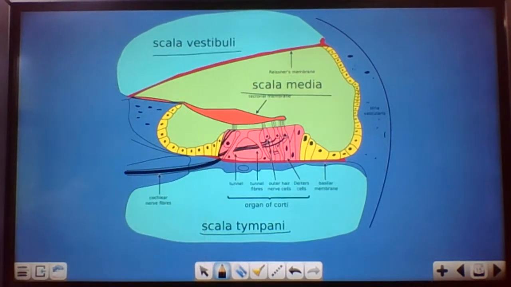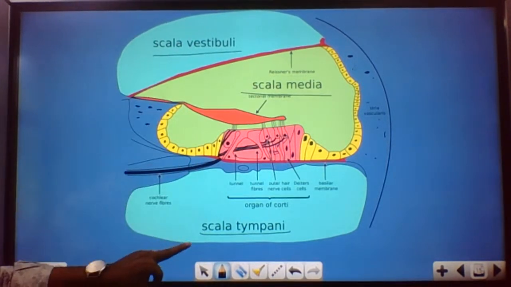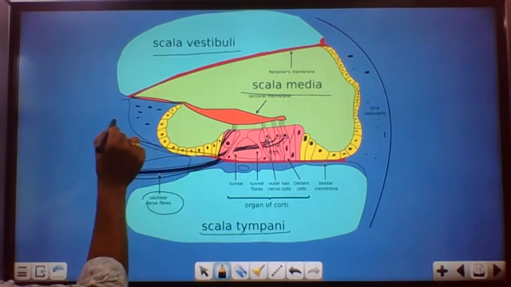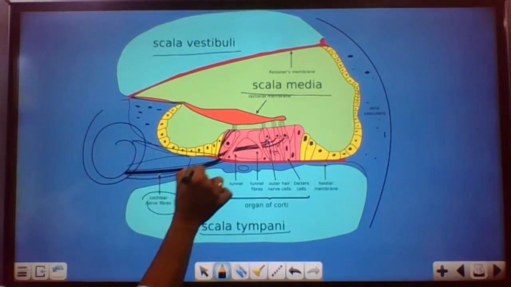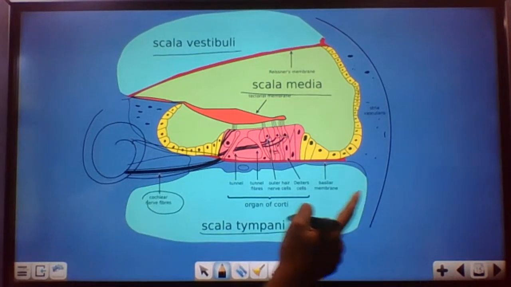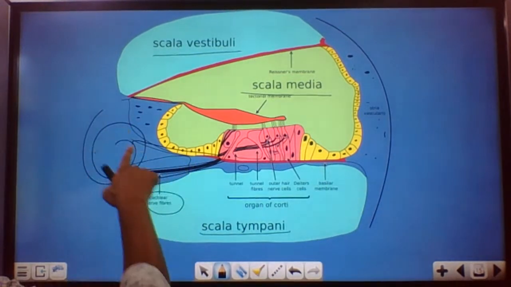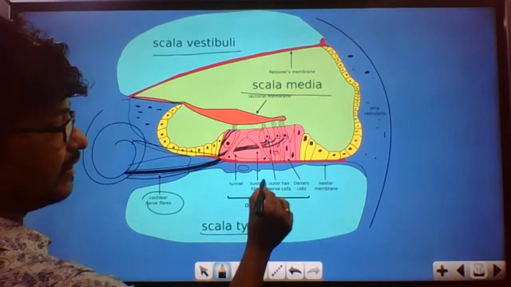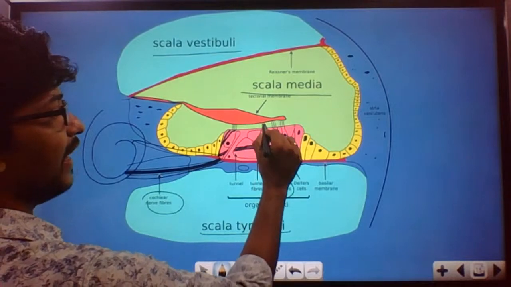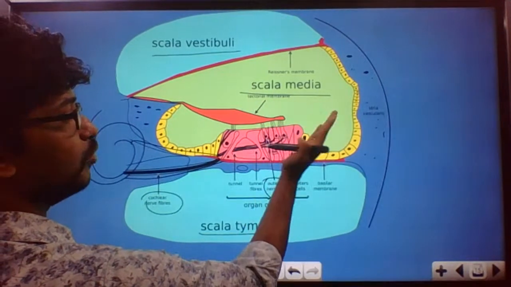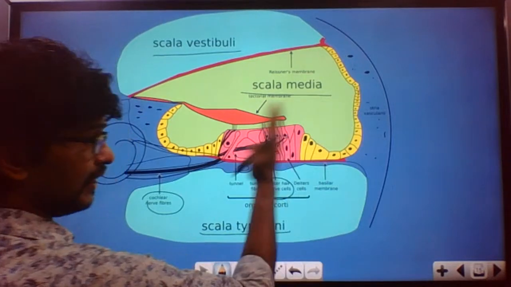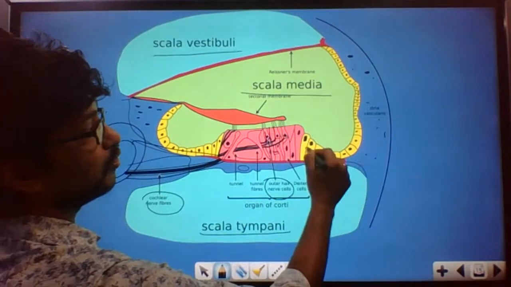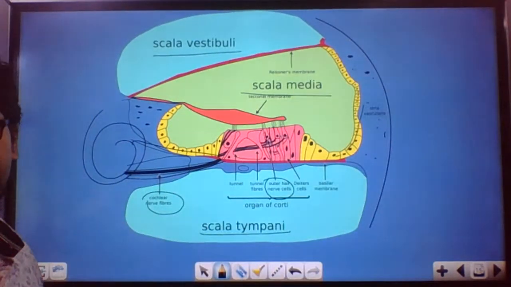So we have the scala vestibuli, the scala media, and here the scala tympani. The organ of Corti is connected with the cochlea, and the cochlea is connected with the cochlear nerve fibers, as I told you in the previous slide. These nerve fibers are connected with the organ of Corti, which consists of hair cells. You could see the hair-like structures here. These move depending upon the vibration of the waves. Based on that, the signals move onto the basilar membrane, and then the sound can be identified.